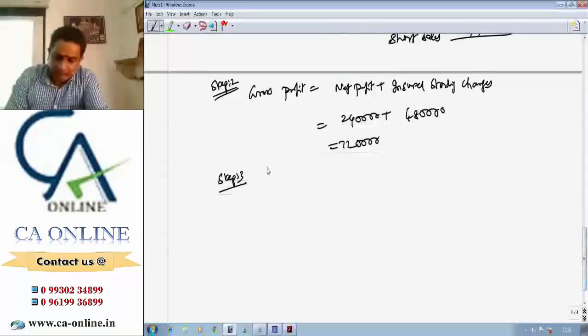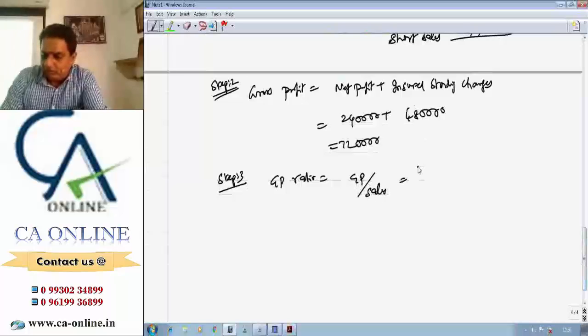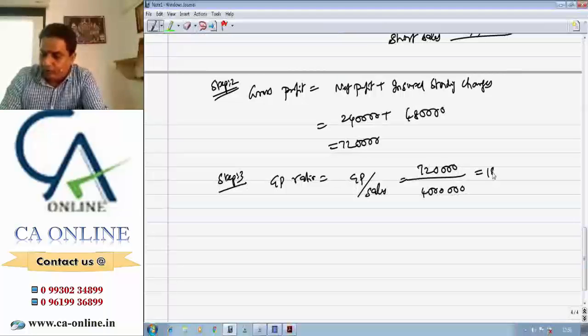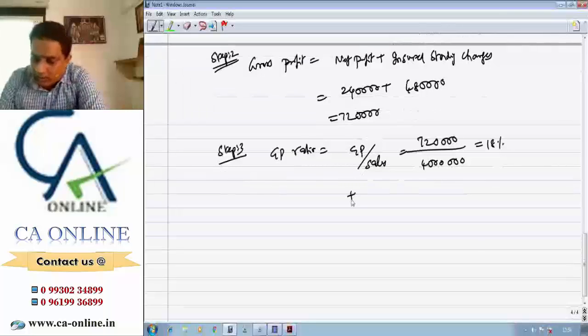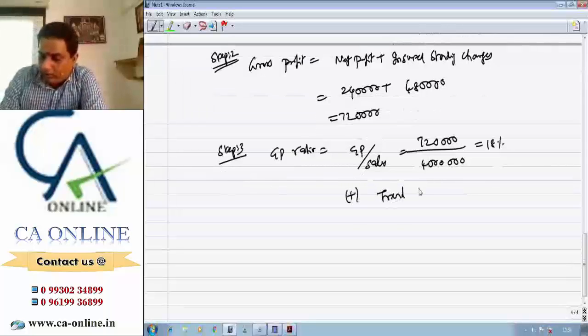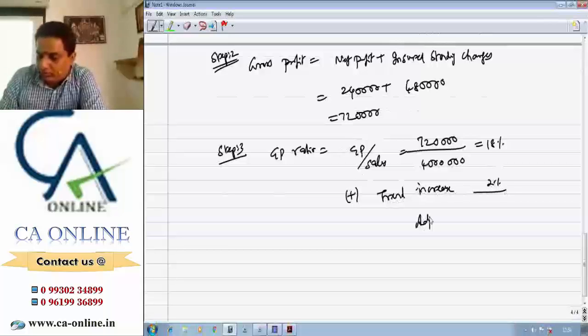Step 3, GP ratio. GP by sales. That is 7,20,000 by last year accounting year sale, 40 lakhs. 18%. Add trend increase 2%. So adjusted GP 20%.